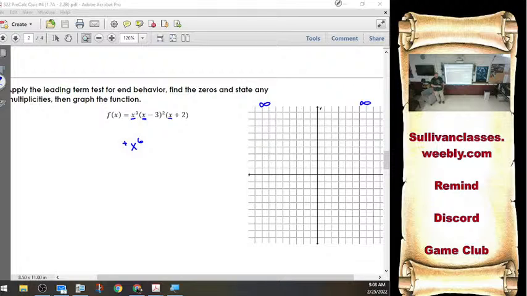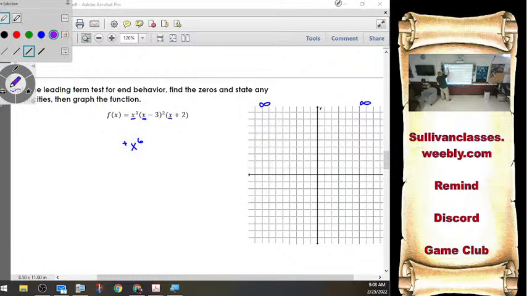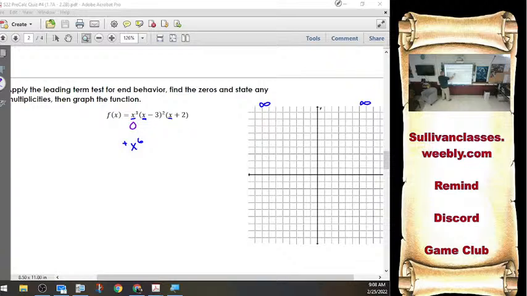You don't have to write out the limits. That's fine. This is just so I know what my graph looks like. Then, zeros. I know 0 happens thrice, so it's going to look like a cubic. I know 3 happens twice, so it's going to look like a parabola. And negative 2 happens once, so it's going to look like a line. So, negative 2, 0, 3.